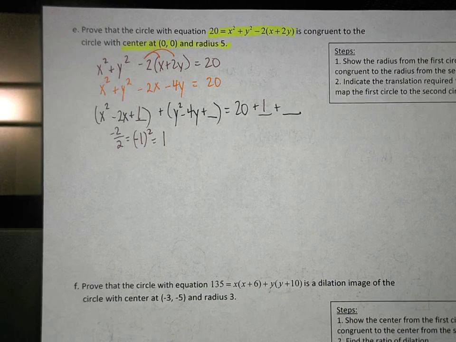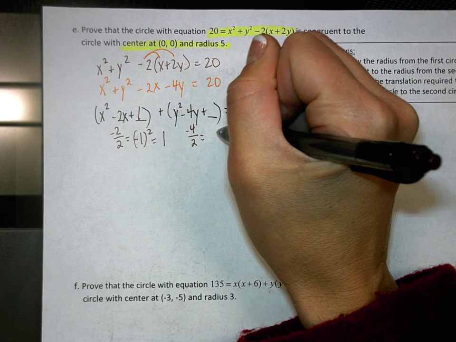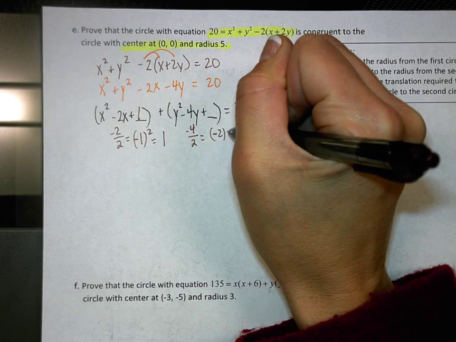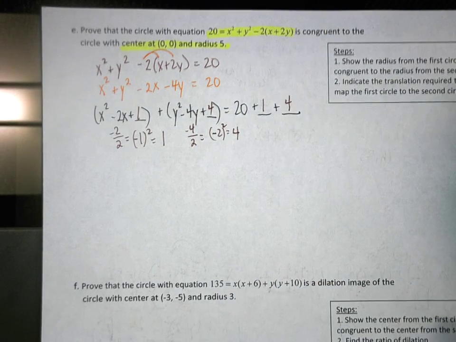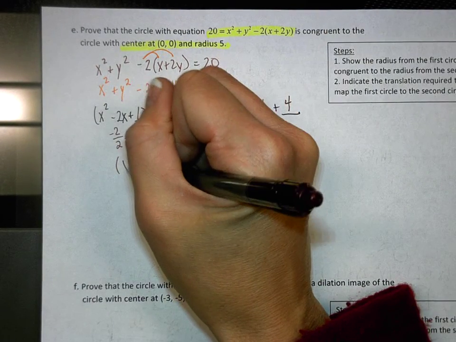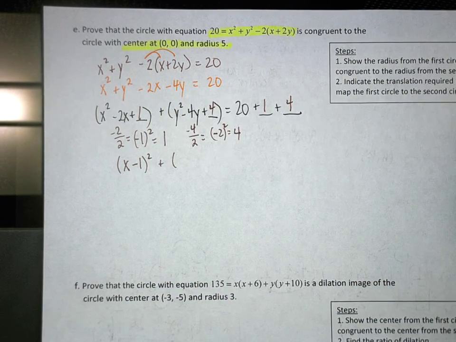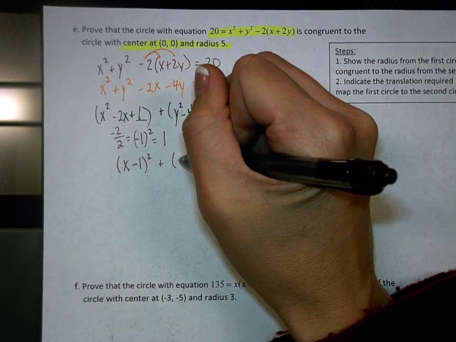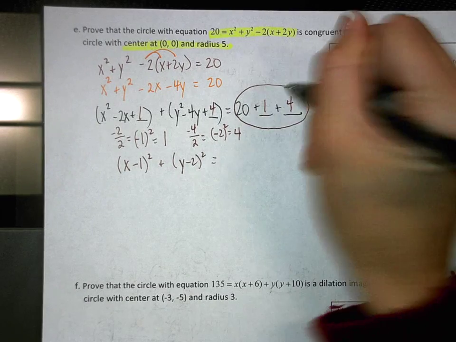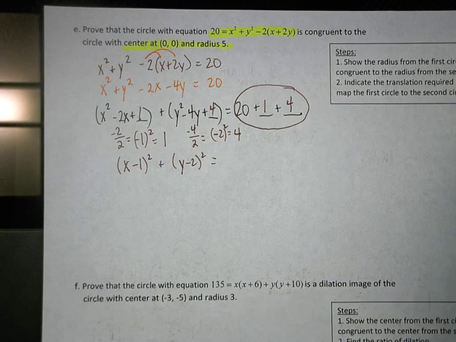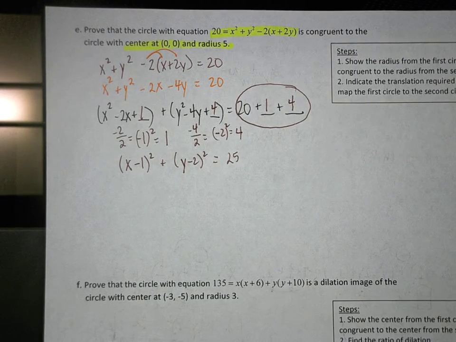Then we go to our y equation. Negative 4 divided by 2 is negative 2, and we square that, which makes positive 4. And so 4 goes into each of the second blanks. So we write this equation. The first one is going to be x what? Minus 1. Good. x minus 1 squared plus my second equation will be y minus 2 squared equals, and when we combine these together, we get 25. Very good, 25.